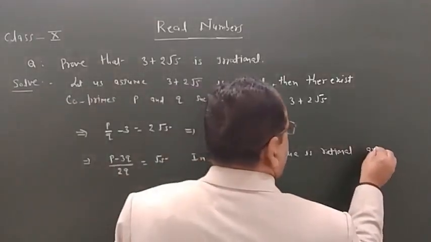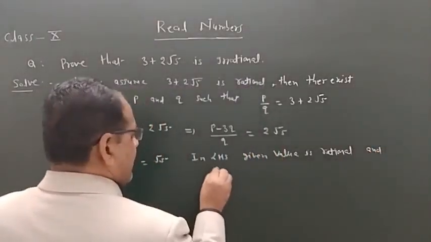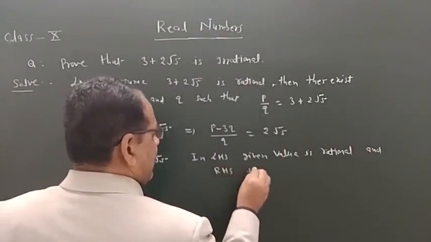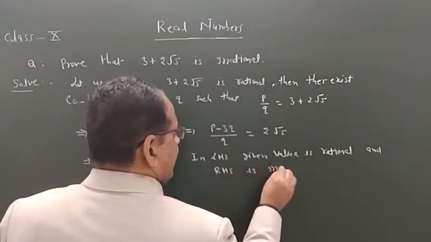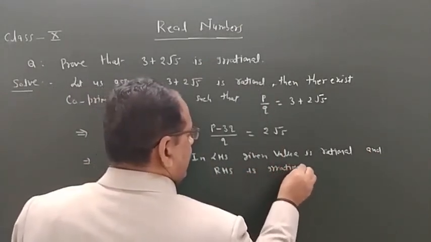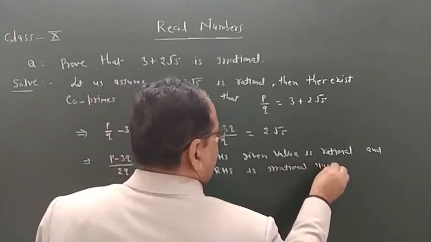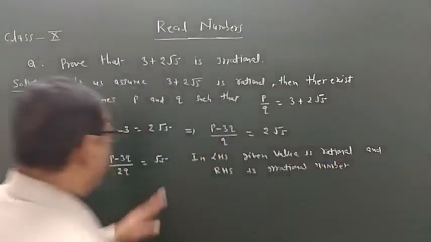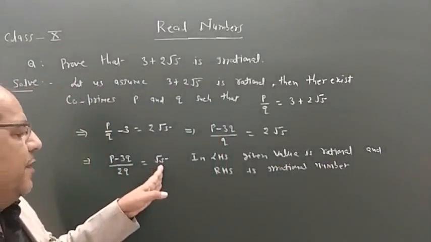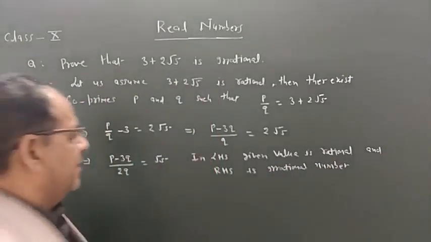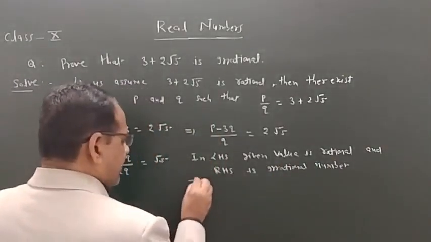And the right hand side is irrational. We have already proved that under root 5 is an irrational number. This is not possible.